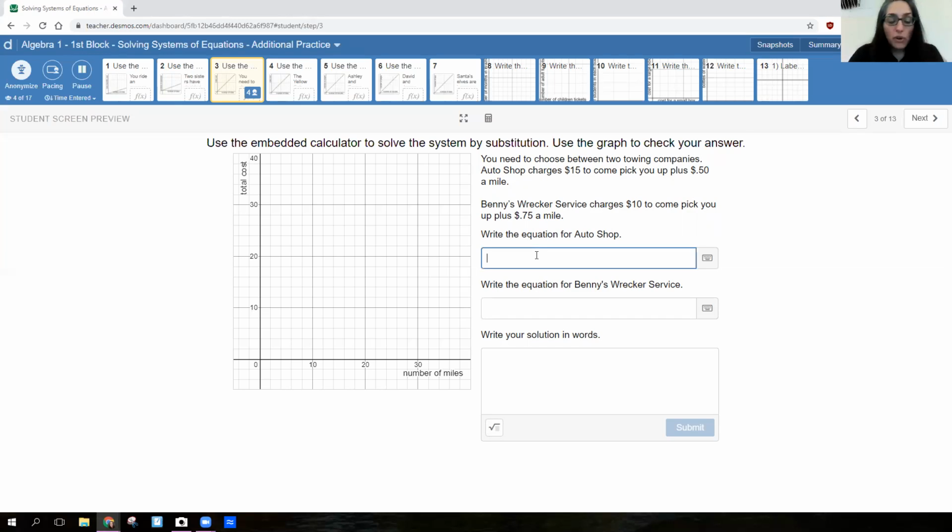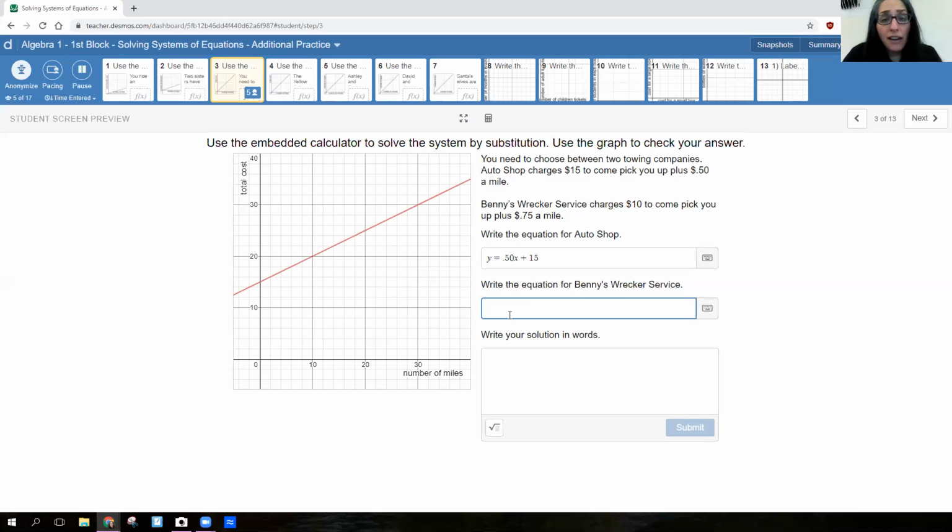So once again, we'll start with y equals. So let's do Auto Shop first. They're going to charge you 15 bucks right off the bat, plus they're going to charge you 50 cents every mile. So good. I see lots of typing going on here. So 0.50x. So like every mile, it's another 50 cents, right? Plus, good gracious, $15 just to come get you. So plus 15.